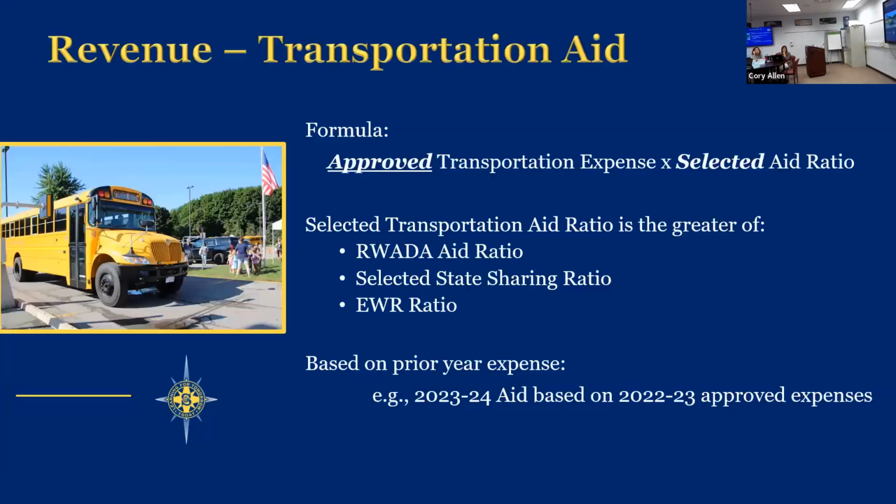I'm going to share a little about how these are determined. For transportation aid, the formula is the approved transportation expense. Some expenses within transportation are not allowable. You take the approved transportation expense and multiply it by the selected aid ratio. Of the different ratios we spoke about at the last meeting, you take the higher of those 3 ratios. That's how you get your aid. Now remember, 23-24 aid is based on 22-23 expenses, so we have not even finished 22-23 expenses.